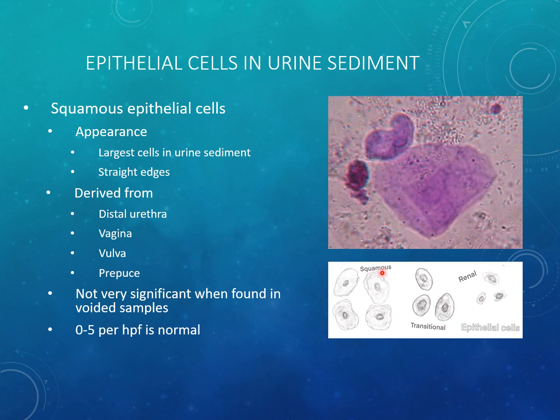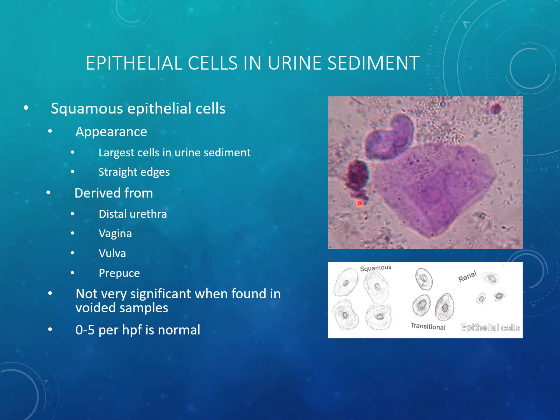Okay, so we're going to talk about epithelial cells. Epithelial cells in urine, there are 3 different kinds. We have the squamous, the transitional, and the renal. The squamous ones are normal. It's normal to see 0 to 5 of these. Again, they are large. They can have square-looking edges. They sometimes fold upon themselves, and they can take up a big portion of your high power field.